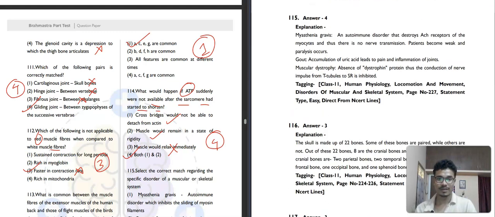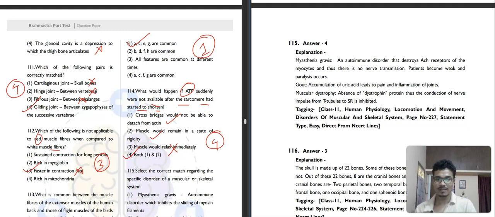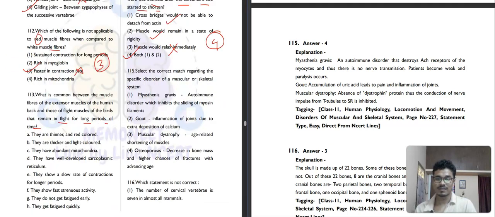Then question number 115. Select the correct match regarding the specific disorder of a muscular or skeletal system. Myasthenia gravis, autoimmune disorder which inhibits the sliding of myosin filament. No, this is not correct. Gout, inflammation of joint due to deposition of uric acid, not calcium. Muscular dystrophy, age-related shortening of muscle, not correct. Muscular dystrophy is absence of dystrophin protein. Then osteoporosis, decrease in bone mass and higher chances of fracture with advancing age, because of absence of estrogen in women, older people. So the fourth option will be your correct answer.